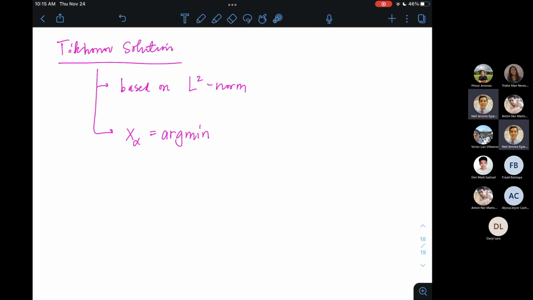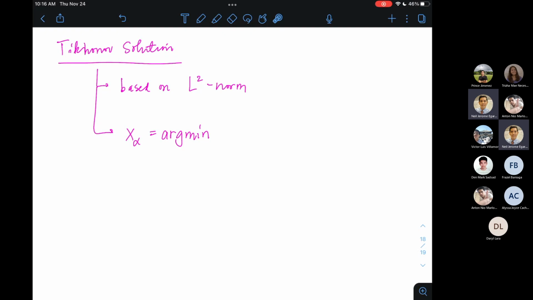So pag sinabi nating argmin, ito yung argument na nakakapag-minimize. So when you're minimizing, if you're looking for the minimizer or the maximizer of a certain function, ang tawag mo dun sa minimizer na yun ay argmin or argmax. Depende kung ano yung optimization problem. If it's a minimization or it's a maximization algorithm. So yeah, argument that will minimize, or pag argmax naman, argument that will maximize the given function.